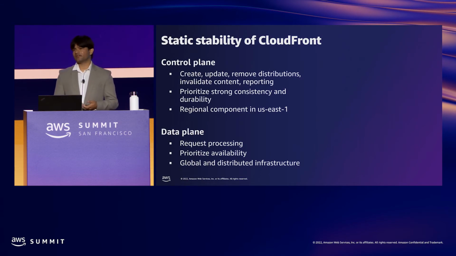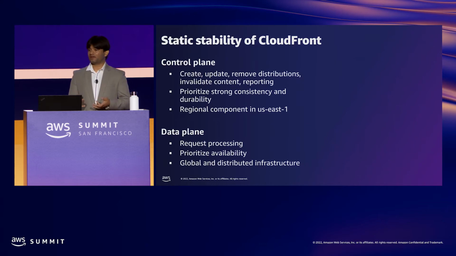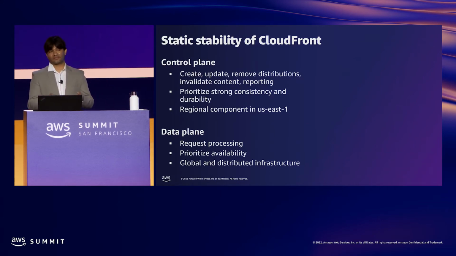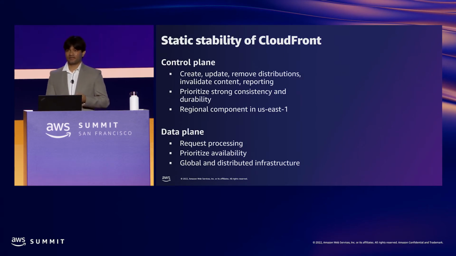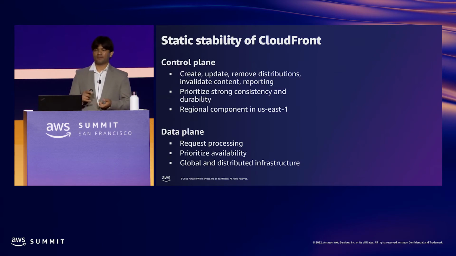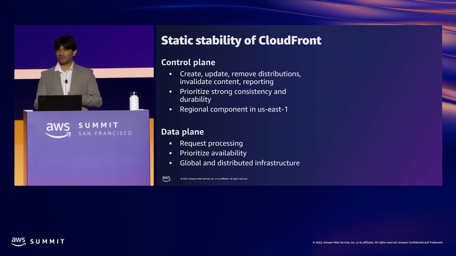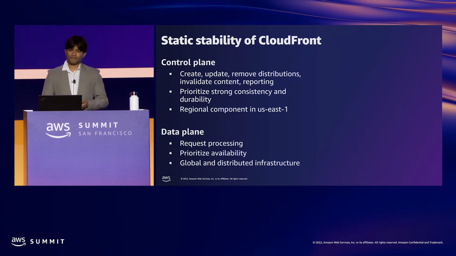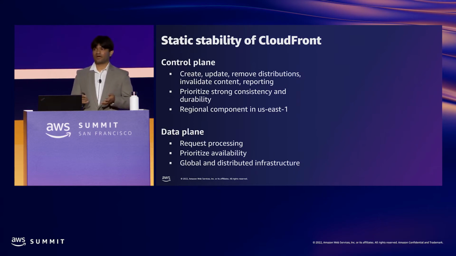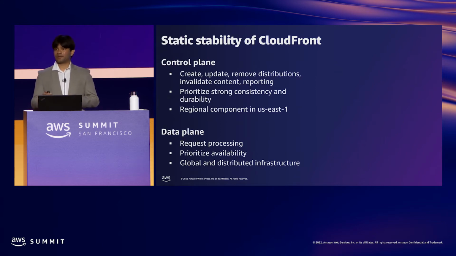So most AWS services have a control plane which enables you to create, update, or delete resources, and then you have a data plane, which is the service's core functionality. With CloudFront, the control plane is in US East 1 and allows you to manage your distributions. You can look at reporting, you do invalidations over there. It's designed to provide strongly consistent and durable operations. And then the data plane is distributed worldwide across the global network. And those are your actual CDN servers that process the requests.